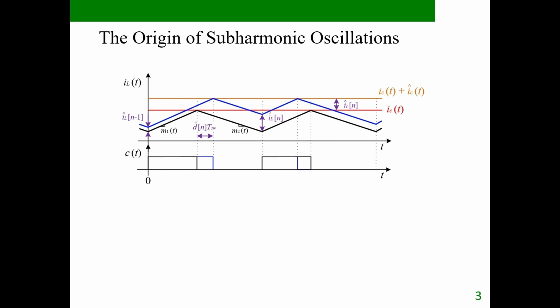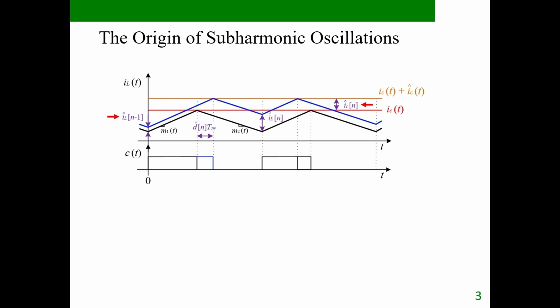To understand where these oscillations come from, let's take a closer look at what happens during a single switching cycle. The black waveform represents the steady-state inductor current. Under steady-state conditions, every switching cycle is identical. The current starts from the same value, rises with slope m1, reaches the commanded peak current reference, and then falls with slope m2. Now, suppose a small disturbance appears. This time we will assume that both the initial inductor current and the commanded peak current contain small perturbations. The blue waveform represents this perturbed switching cycle.